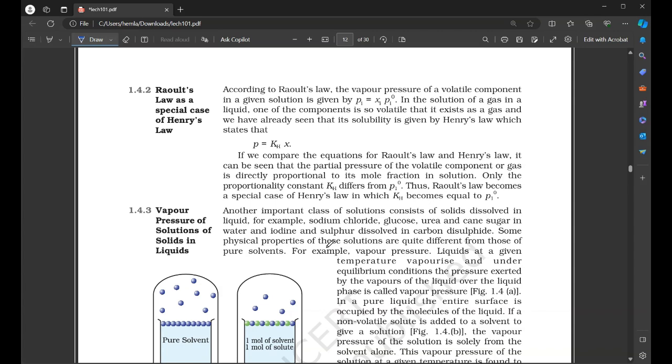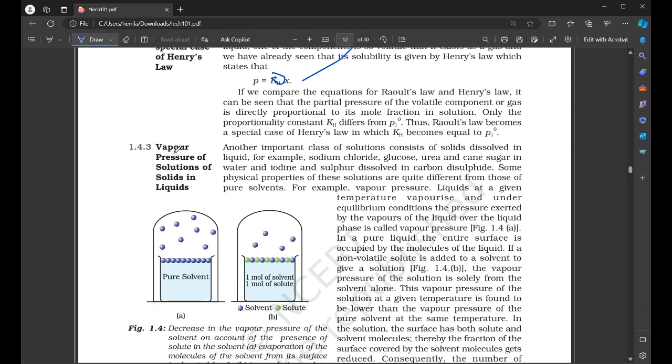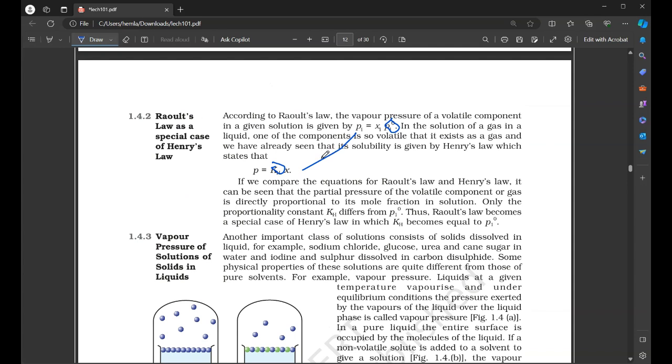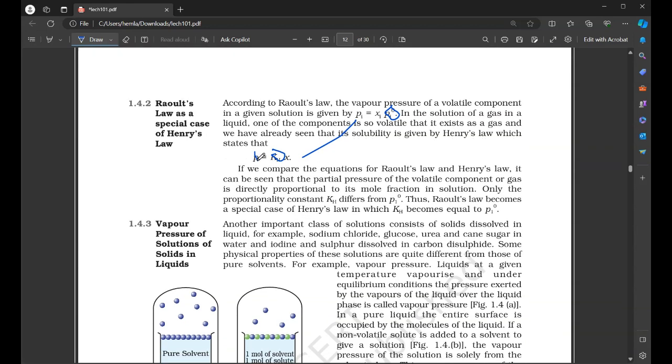Thus, Raoult's law becomes a special case of Henry's law, in which KH becomes equal to P1 naught, which is the partial pressure, vapor pressure. So basically if we compare the two, the difference comes in this, since mole fraction is there in both. They equated this, and this partial vapor pressure is equal to Henry's constant. So the fundamental thing was this: they made Raoult's law a special case of the fundamental Henry's law.